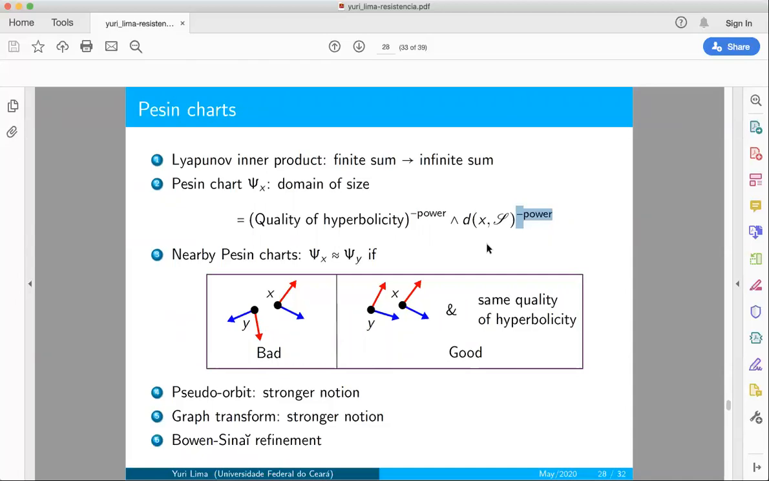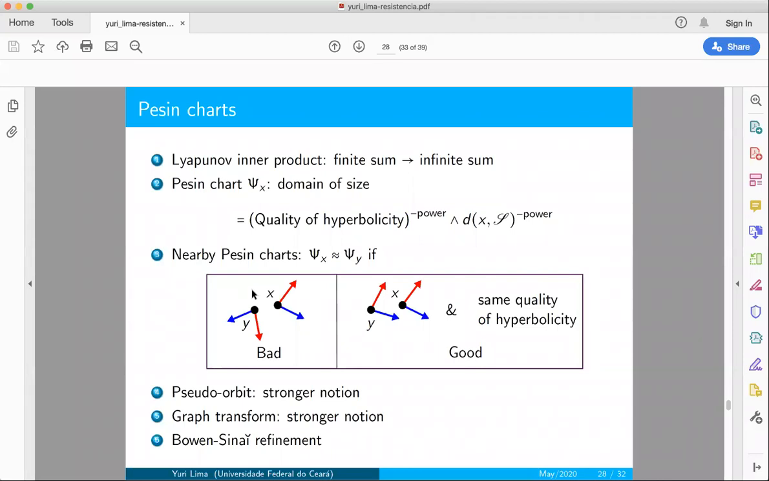So the size of the Pesin chart now takes into account these two phenomena, the non-uniform hyperbolicity and the proximity to the singular set. And the way that we require ourselves to say that two Pesin charts are nearby is no longer only requiring that the centers of the charts are close to each other. Because since these things vary only measurably, we could have two very nearby points for which the splittings are very different one from the other.